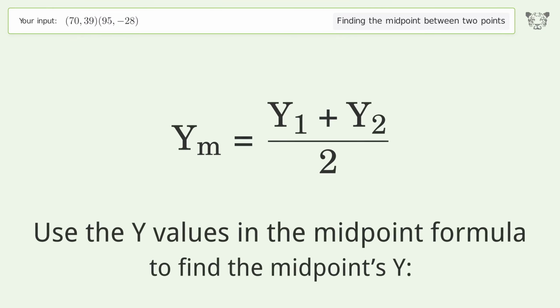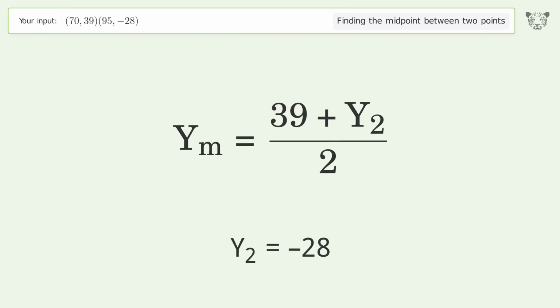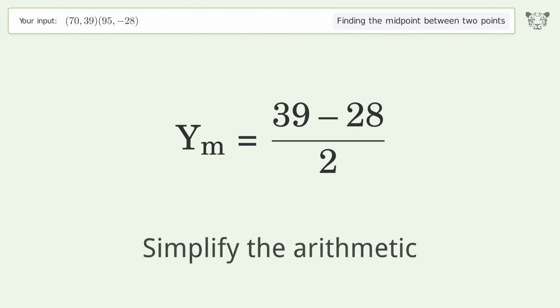Use the y values in the midpoint formula to find the midpoint's y. y1 equals 39. y2 equals negative 28. Simplify the arithmetic.